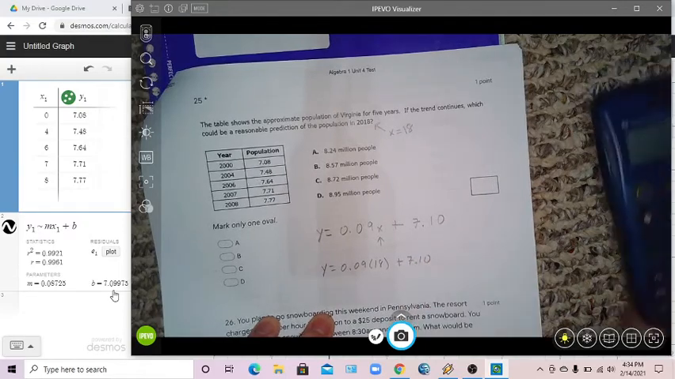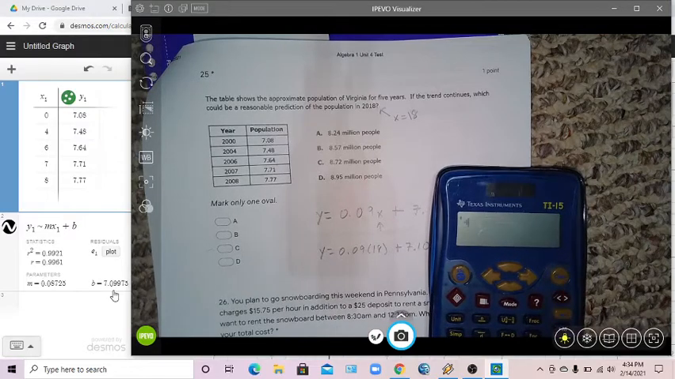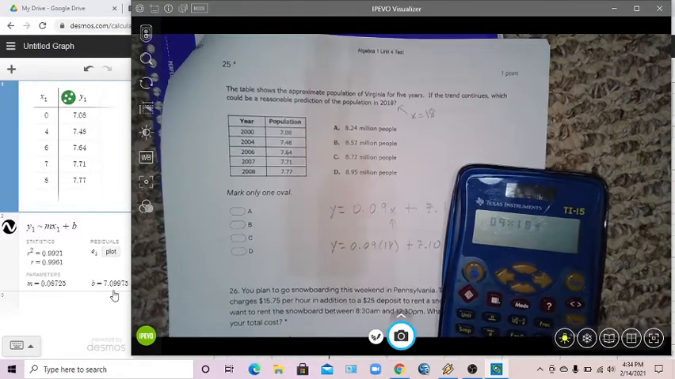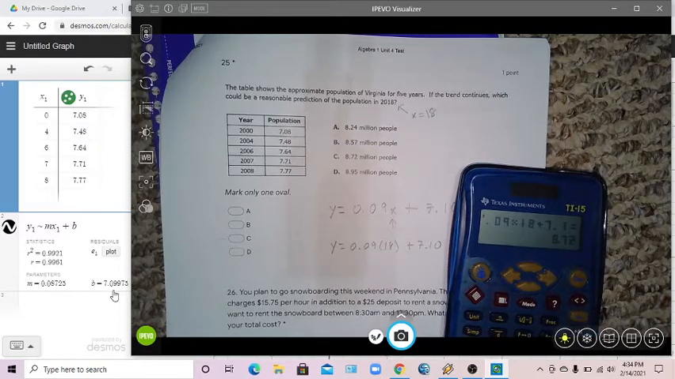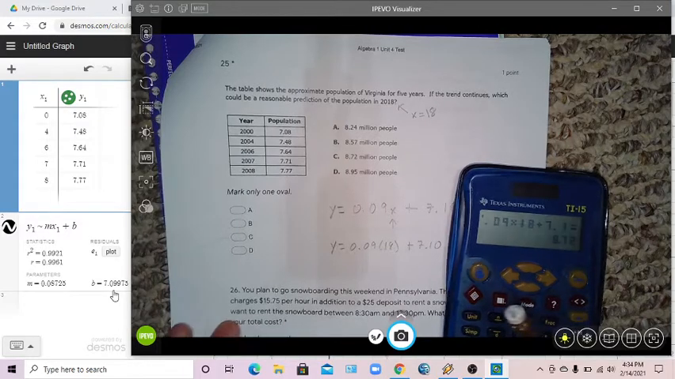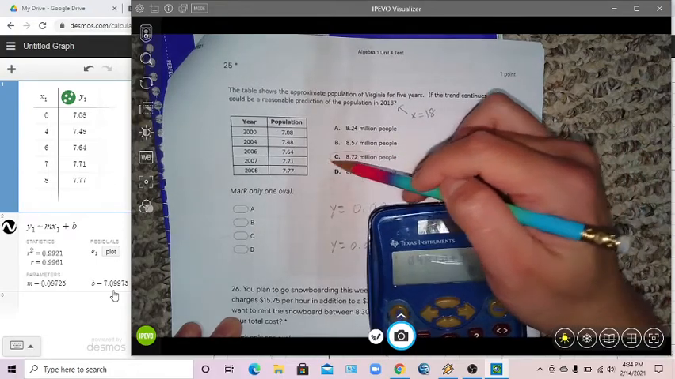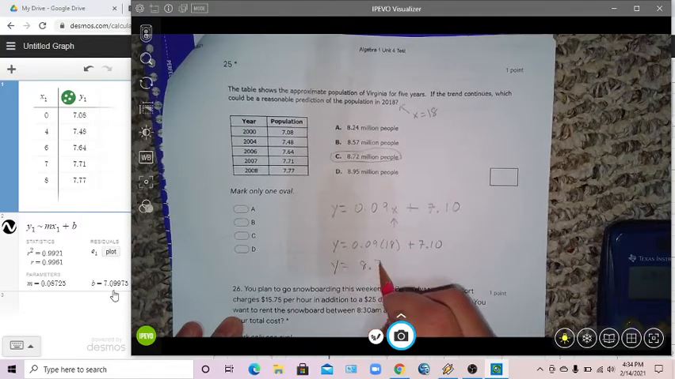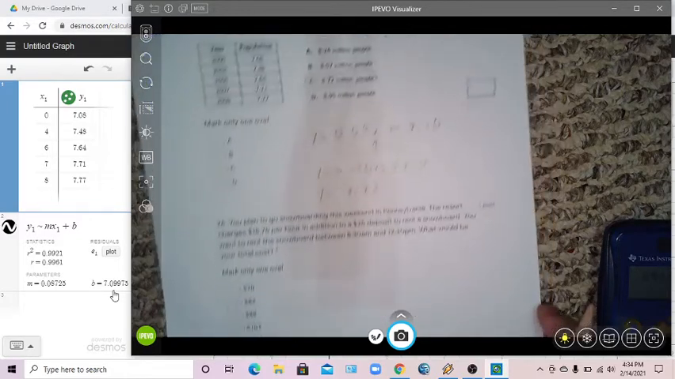All right. So I'm gonna plug that into the calculator. Clear. 0.09 times 18 plus 7.1. Okay, I get 8.72. There it is. Okay, 8.72. So I'm going to circle that. So 8.72 million. Y equals 8.72. Okay. All right, number 26.